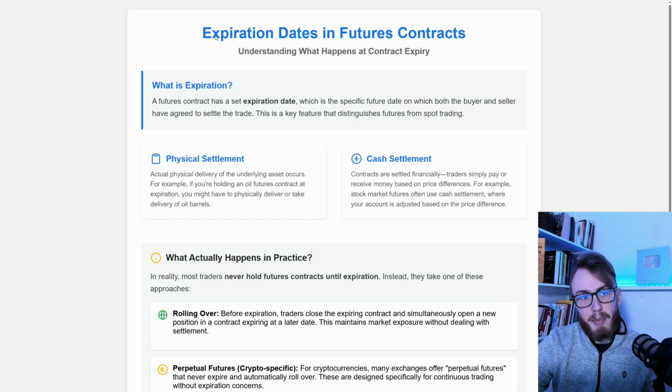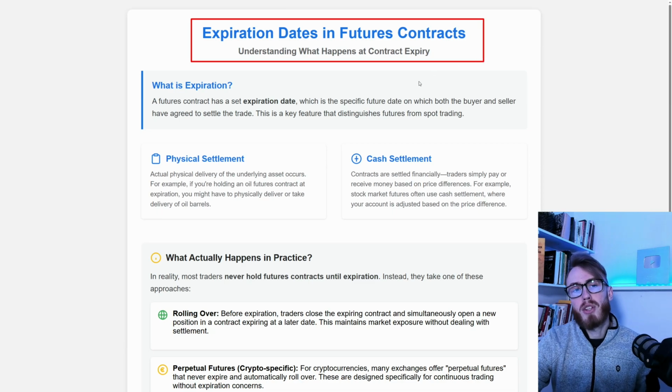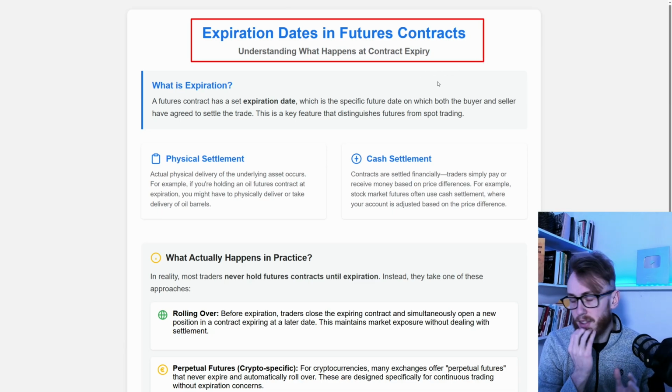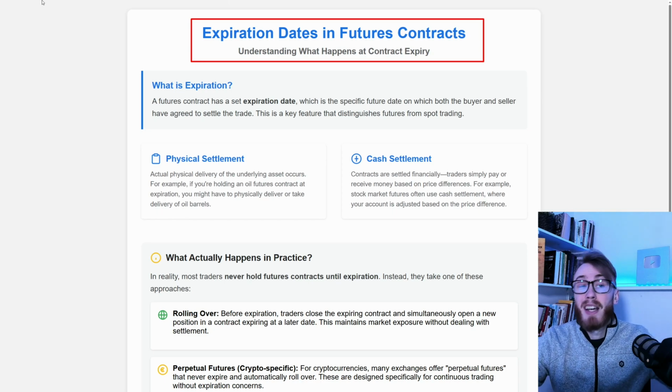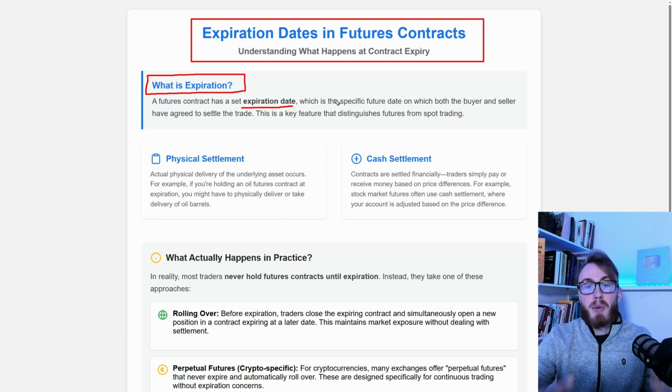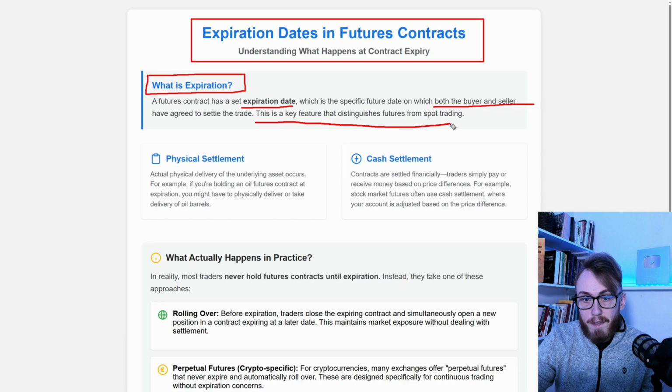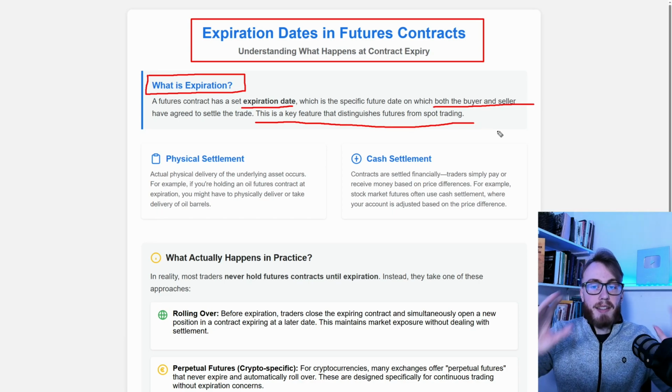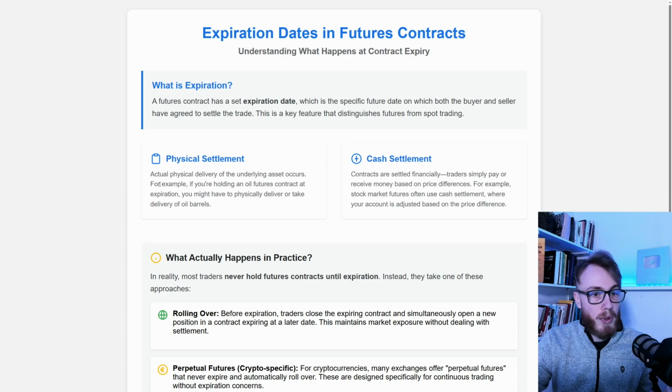Alright, so last but not least, before we wrap up, I want to take a closer look into expiration dates, because this is something that as a beginner you probably have lots of questions about. So first of all, let's get crystal clear about the definition. What is the expiration for futures? Well, a futures contract has a set expiration date, which is a specific future date on which both the buyer and seller have agreed to settle the trade. This is a key feature that is the difference between futures and spot trading.